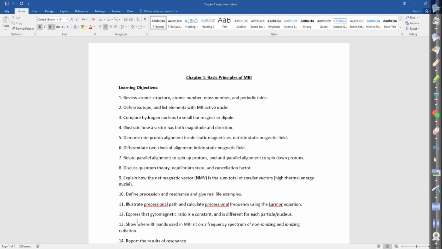If you have a chance, print it out and start filling it in, kind of like my X-ray physics class, where I used a lot of the objectives as test questions and things like that. So it's a great review if you want to use that.